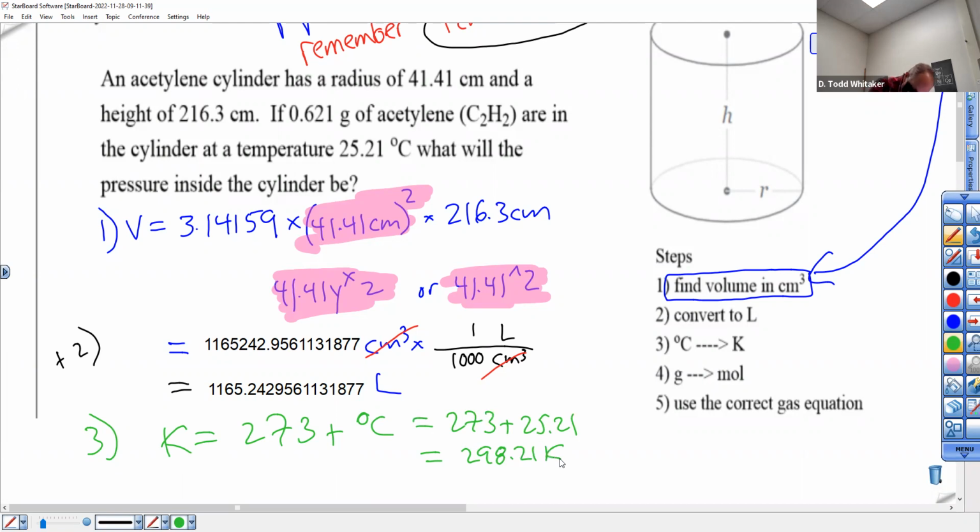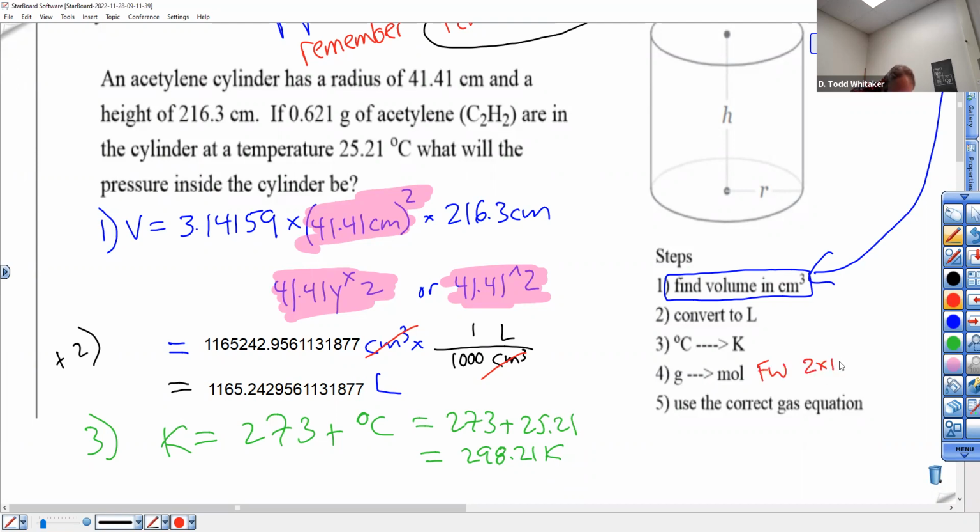Big K. Grams to moles. Oh man, grams to moles. And he didn't tell us the steps to do that. Oh no, we never tell you the steps to do grams per mole. But your eyes always go over to the periodic table, don't they? You need a formula before you go over there. And I gave you a formula for acetylene, C2H2. So to do grams per mole, you always need FW.